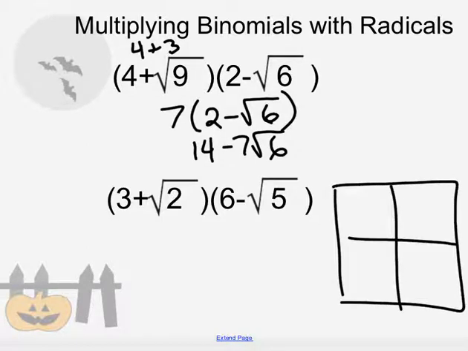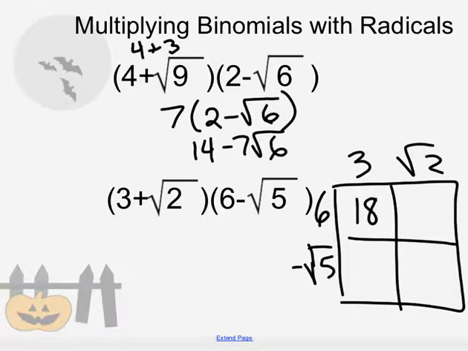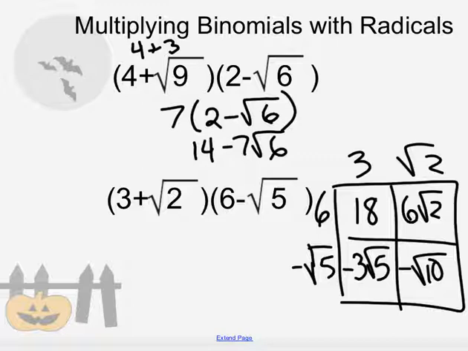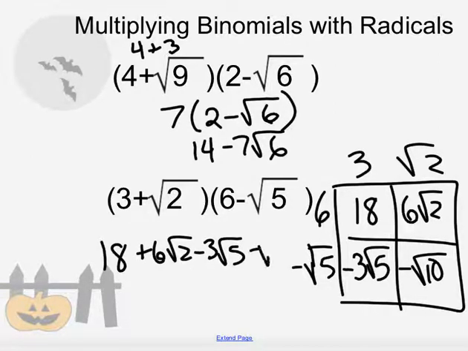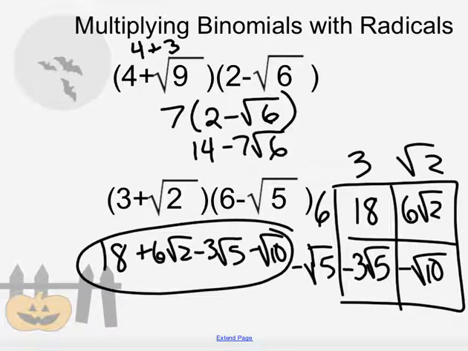Remember, in the area model, we are multiplying everything out. So we have 3 and a positive root 2, 6 and a negative root 5. And so we get 18, 6 root 2, negative 3 root 5, and since these are both radicals, we multiply them together and get a negative root 10. All of these are actually in simplest form already, and none of them are like radicals, so we just put them all in a line. 18 plus 6 root 2 minus 3 root 5 minus root 10. And that is actually our simplified version.